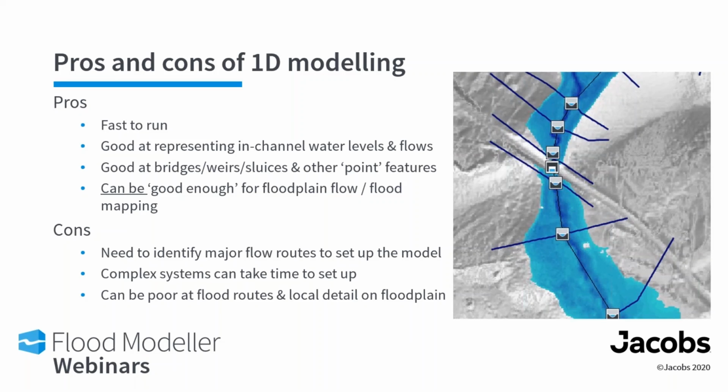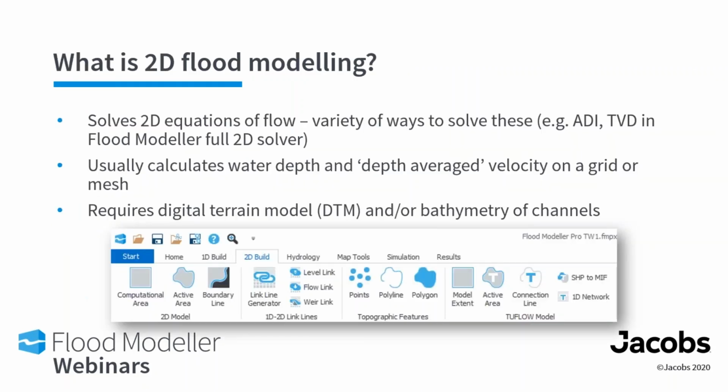The things against using 1D modeling are that you need to have some idea which way the flow could go before you set up the model. If you're setting up a model for a complex system, it can be quite time consuming to set up all the connectivity and the cross sections and these reservoir units of the system, and they can be poor at modeling the flow routes on the floodplain. So you can get poorer quality flood depth grid and flood extent information from it. And this is where 2D modeling really shines, in that it's really good on the floodplain.